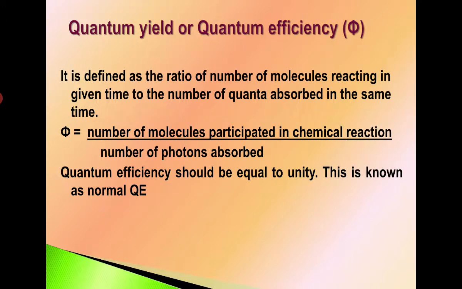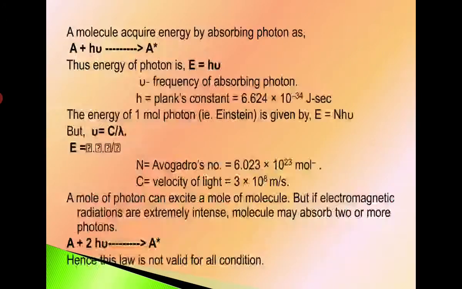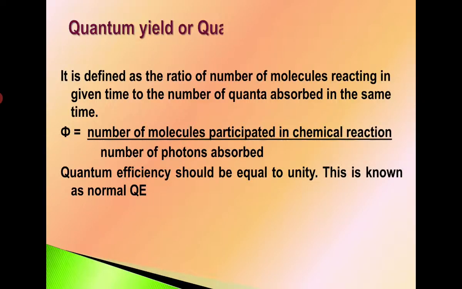Next, quantum yield. What is quantum yield? In Stark-Einstein's law, we have seen the number of molecules that are undergoing change. Each atom or molecule is excited by the absorption of 1 quantum of radiation. So, the ratio between the number of molecules that are excited to the number of photons absorbed is called quantum yield. Okay, and with this I conclude today's session, and I would like to explain quantum yield and the types of quantum yields in the next session.